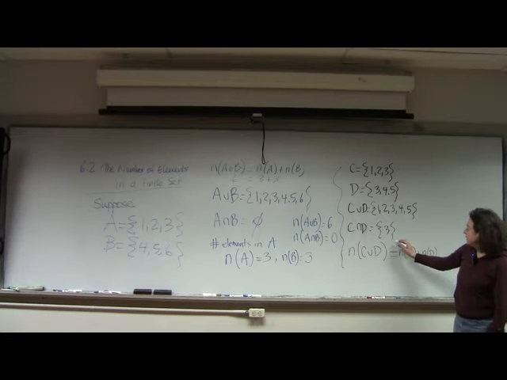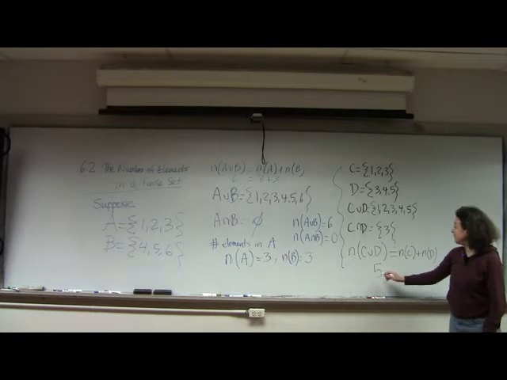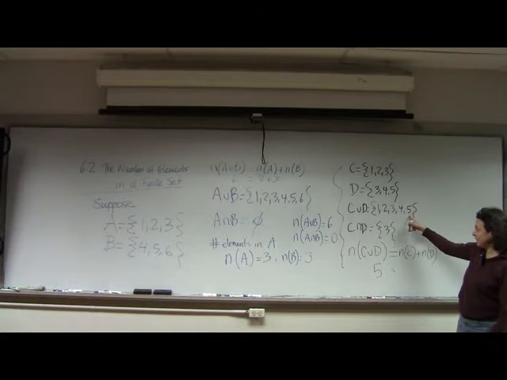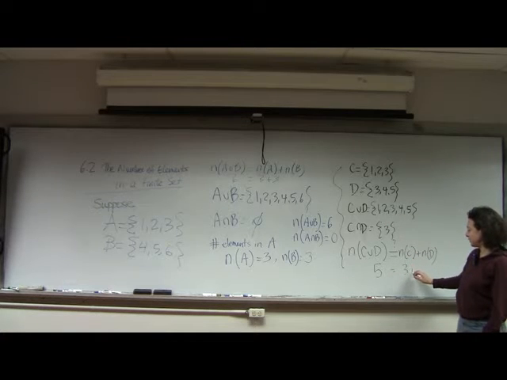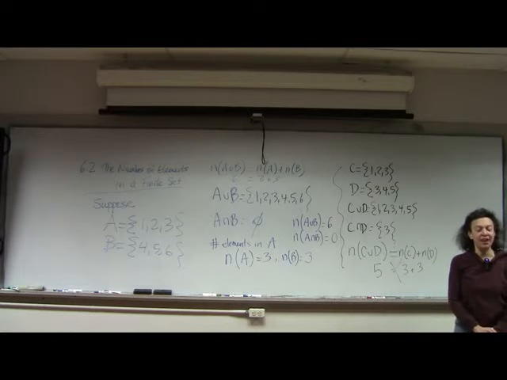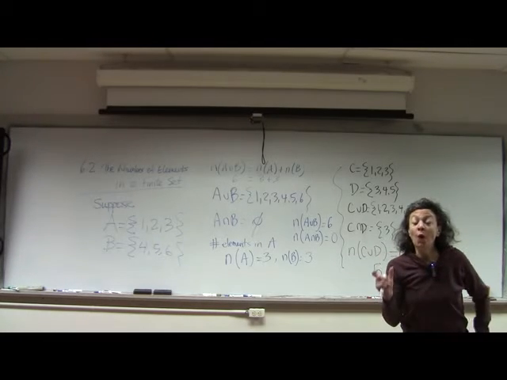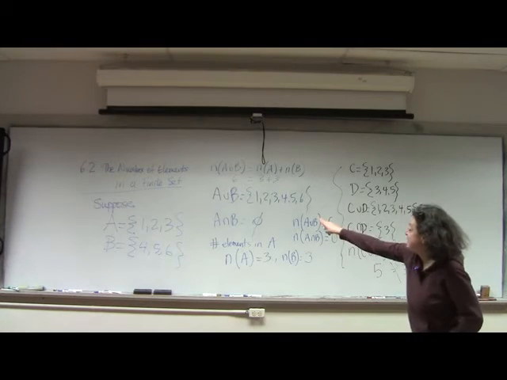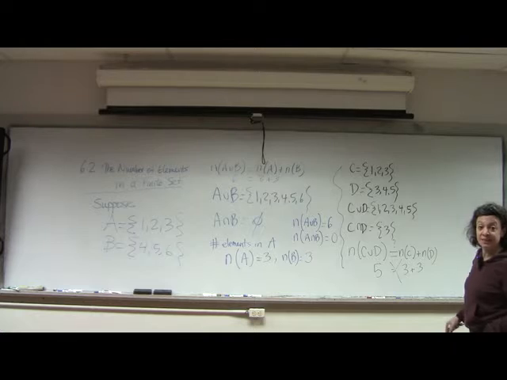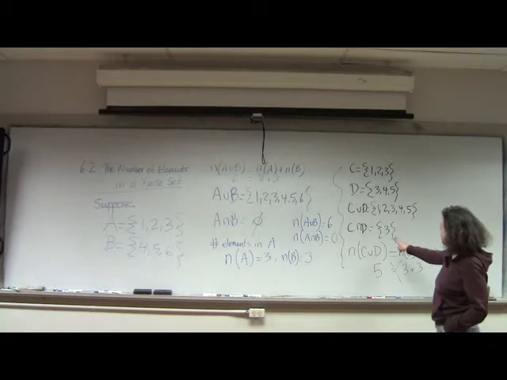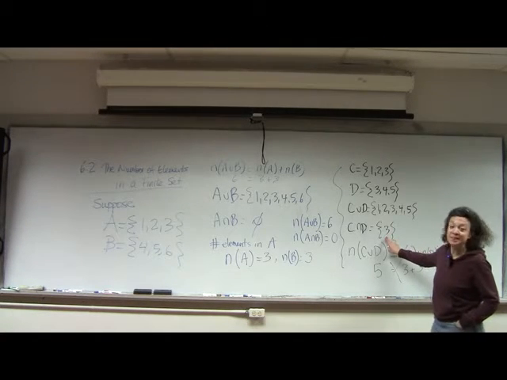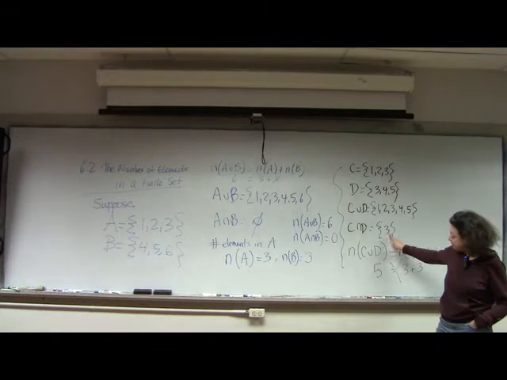Well, is 5, I think you'll grant me there are 5 elements in this set, equal to 3 plus 3? And you're all thinking, nonsense. That's not the case, all right? So what happened here that didn't happen in my previous example?